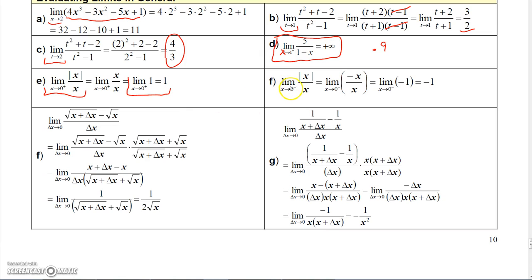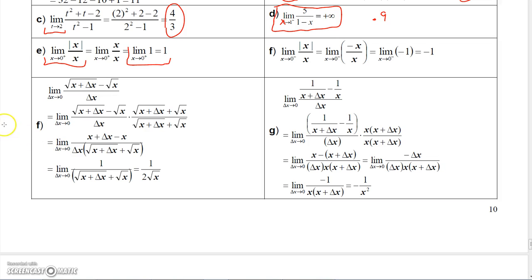Now this says same function but from the left. If x is a negative number, then the absolute value of x is the opposite of that number. So you actually would have negative x over x, which is negative 1. So the limit of negative 1 as x approaches 0 from the left would be negative 1.